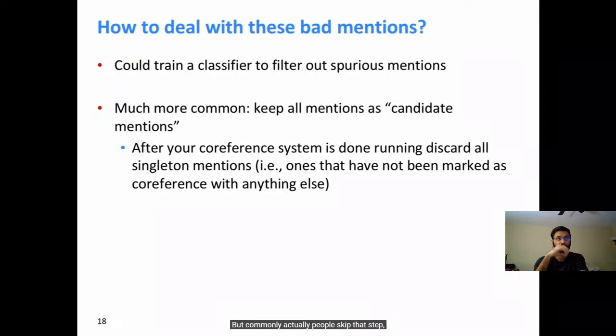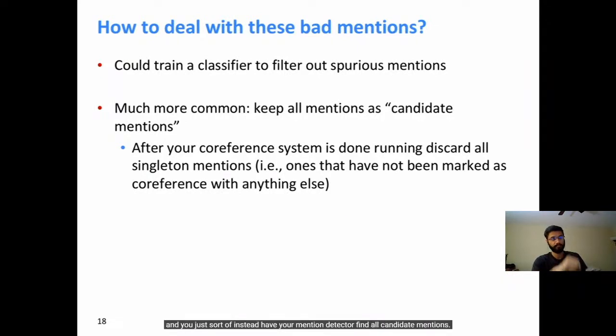But commonly actually people skip that step and you just sort of instead have your mention detector find all candidate mentions, because it turns out that that tends to work pretty well, because after we've found all of our mentions, we're then going to be doing this clustering process to find co-referent mentions. And if there are just a few stray mentions like no student and we don't cluster them wrongly with anything else, it kind of doesn't do any harm because we're mainly involved in this clustering process.